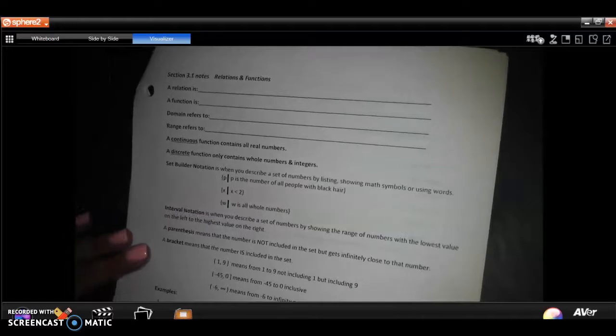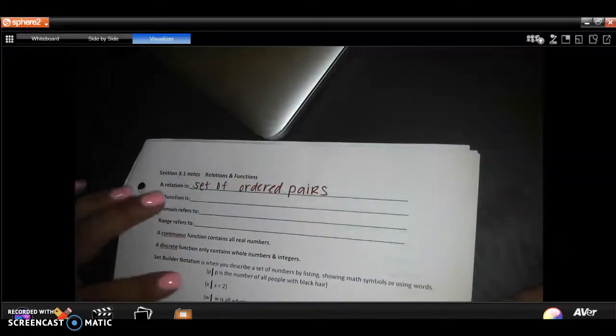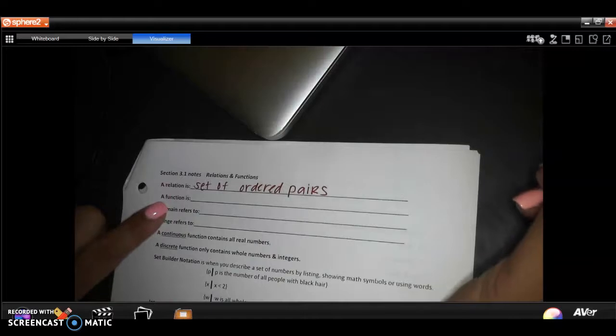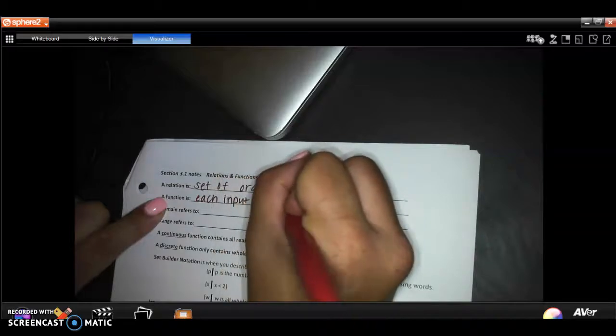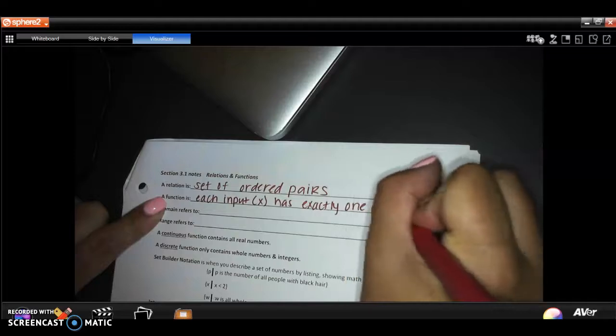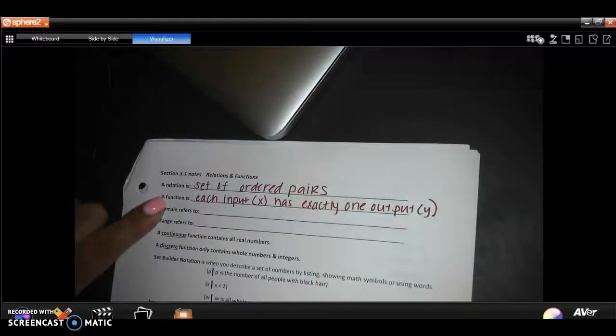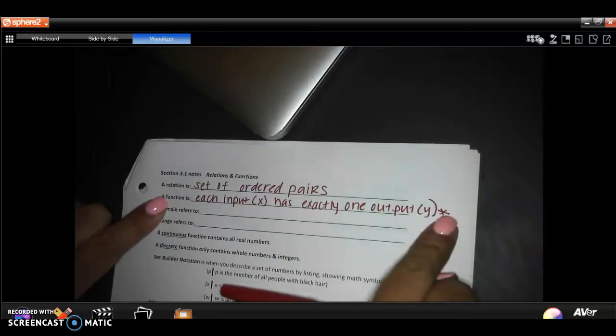So, a relation is a set of ordered pairs, okay? The difference between a relation and a function is that in a function, each input, or x, has exactly one output, y. Alright, so each input has exactly one output. If you memorize this, you will be great.